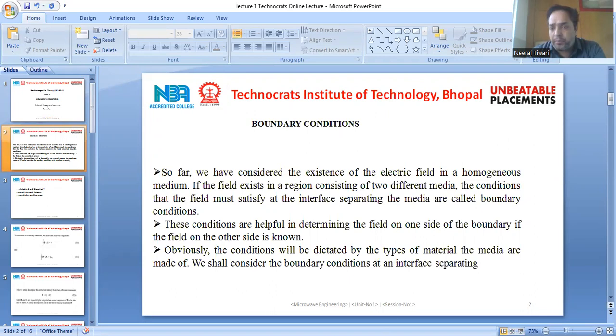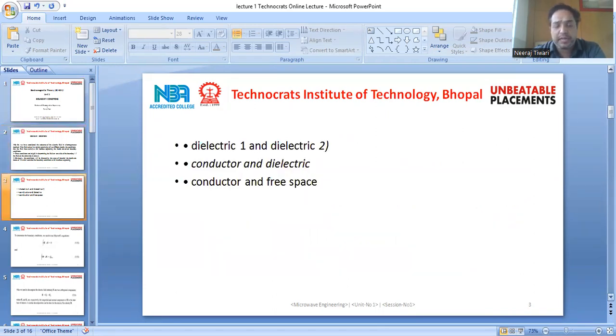Boundary conditions also depend on the types of medium we are using here. It will totally depend on the medium, that is dielectric 1 and dielectric 2. Basically, dielectric 1 and dielectric 2 are different media, and we will see boundary conditions for the conductor and dielectric medium, and boundary conditions for conductor and free space.